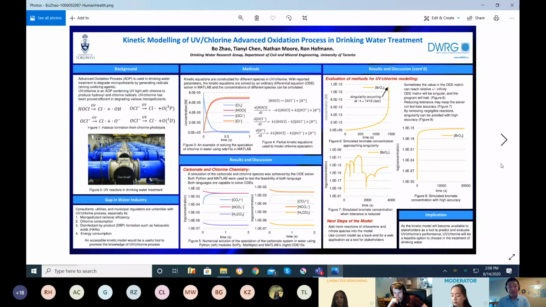In terms of the results, as shown in figure 5, both the left chart and the right chart are very similar. So we knew that using Python and MATLAB would be good regardless of which language that we chose.